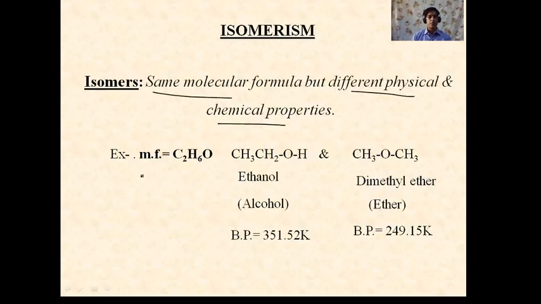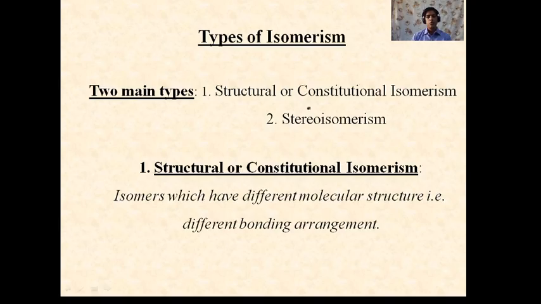So we can take an example of this molecular formula, that is C2H6O. Here one is ethanol and another is dimethyl ether. These two have the same molecular formula, and we can clearly see the difference in their boiling points. So these two have the same molecular formula C2H6O, but they have different physical properties, so they are isomers of each other. Now, types of isomerism, two main types are there.